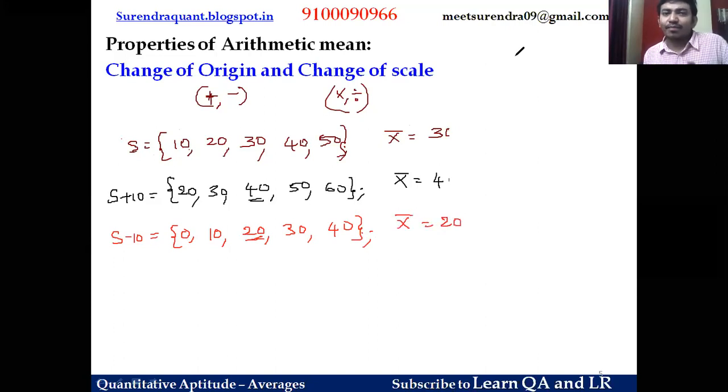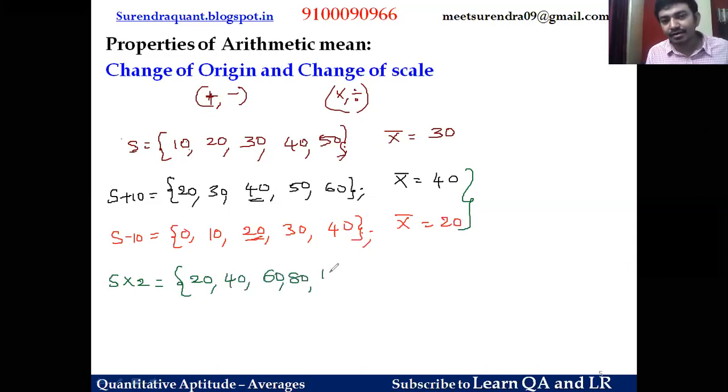Now let us talk about change of scale. These two are called change of origin, guys. Let us go for change of scale. Let us multiply every element of the set by 2. Then let's see what will happen. So 10 into 2 is 20, 20 into 2 is 40, 30 into 2 is 60, 80, and then 100. So what is the average now? The average is the middle term, that is 60.